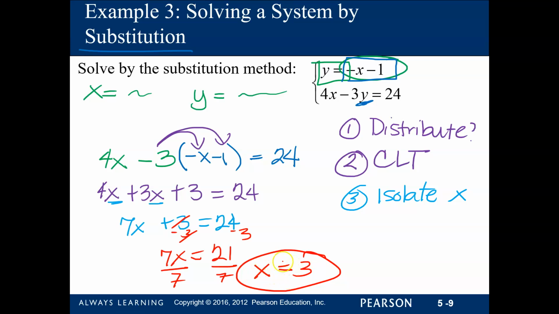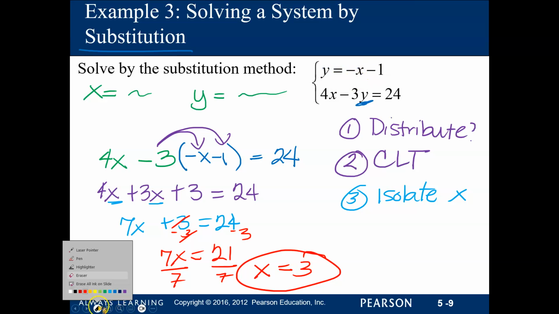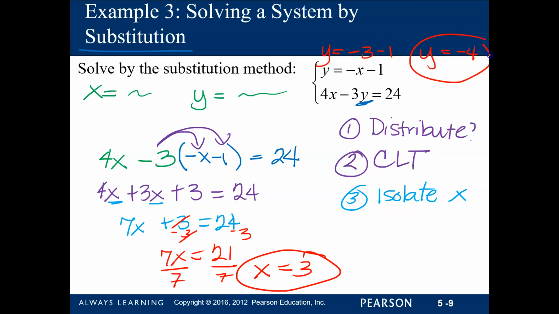Now, that is only the x value, okay? Are we done with the solution? Not yet, because this is just the x variable. So, how can we find the y? Well, if we go back to this original equation up here, okay, y is equal to negative x, so that's negative 3 minus 1, okay? Negative 3 and negative 1, if you combine that, that's going to be a negative 4, all right? So you have an x value, which is positive 3. You have a y value, which is negative 4.